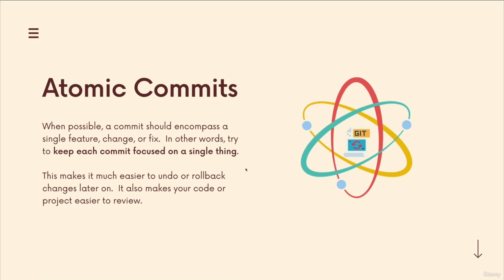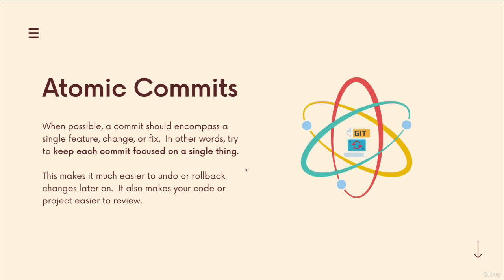In this context, the word atomic does not mean having to do with an atom, but rather of something being irreducible or of a base unit, a single component that makes up a larger system. So if that doesn't mean anything to you, just read the first paragraph here. When possible, your commits should encompass a single feature, a single change, a fix. In other words, try and keep each commit focused on a single thing.